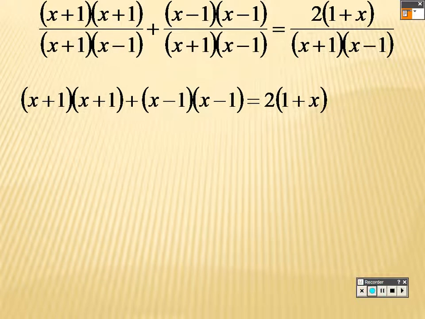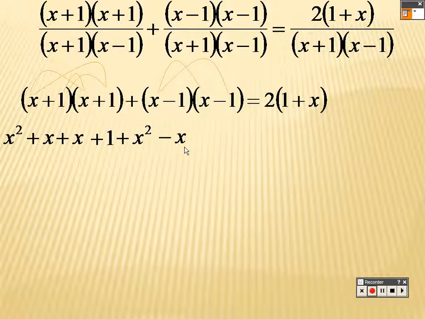So here's my top. A whole bunch of foiling is what I'm going to have to do to solve this problem. X times x is x squared. X times 1 is x. 1 times x is x. 1 times 1 is 1. Over here, x times x is x squared. X times negative 1 is negative x. Negative 1 times x is negative x. And negative 1 times negative 1 is positive 1. And that equals 2 times 1 is 2. 2 times x is 2x. Whew. Whole bunch of stuff there.